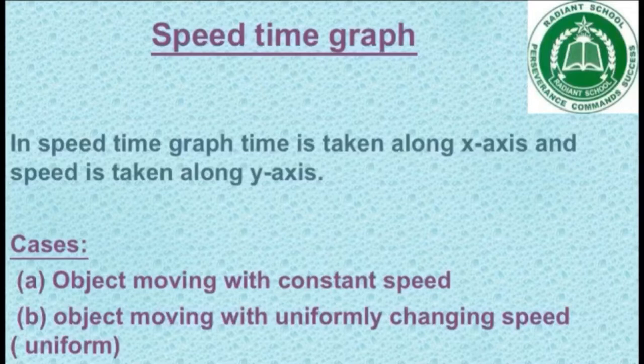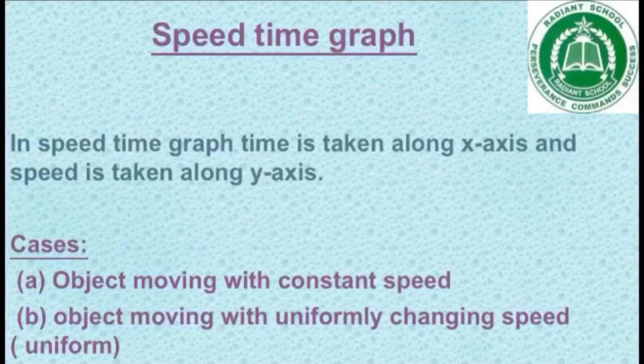We know it. Okay students, there are two cases of the speed-time graph. The first one is an object moving with constant speed, meaning the speed is not changing, it will remain the same. For example, if a car is moving with a speed of 4 meter per second, then the speed will remain the same from the start to the end. And the second one is an object moving with uniformly changing speed. Now what is the meaning of uniform?